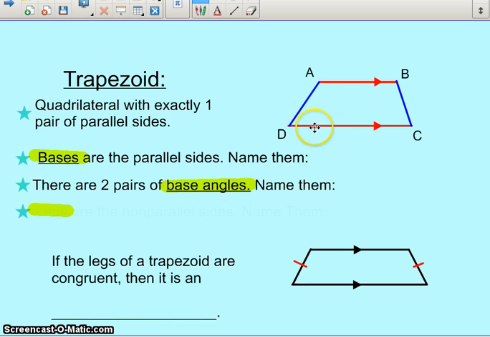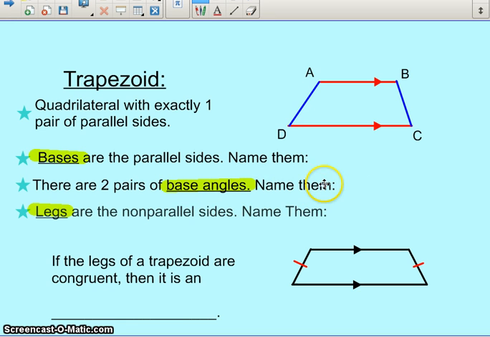Let's see, the base angles would be ADC and BCD. The legs are AD and BC, and if the legs of the trapezoid are congruent, then it is an isosceles trapezoid.